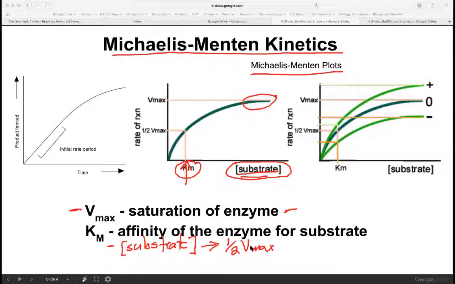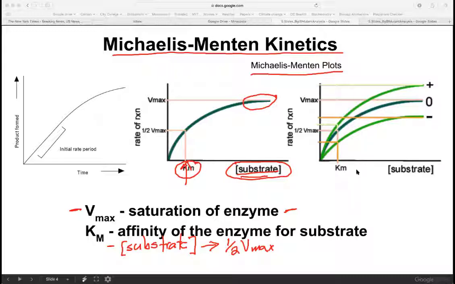That's the technical definition. What you can think about it is as a measure of the affinity of the enzyme for the substrate. So the lower the Km, the greater the affinity. The lower the concentration that gives you half maximal velocity, the greater the affinity of the enzyme for that substrate. And of course, the higher the Km, the lower the affinity.